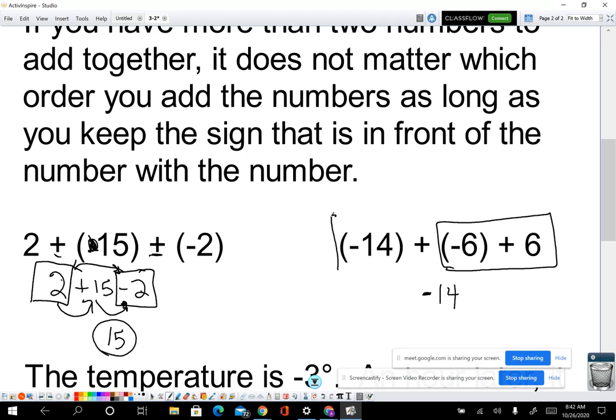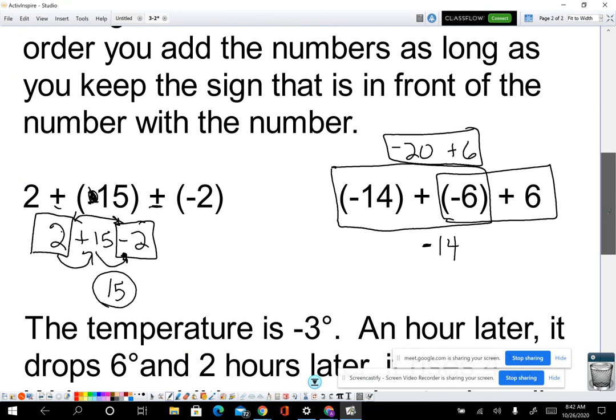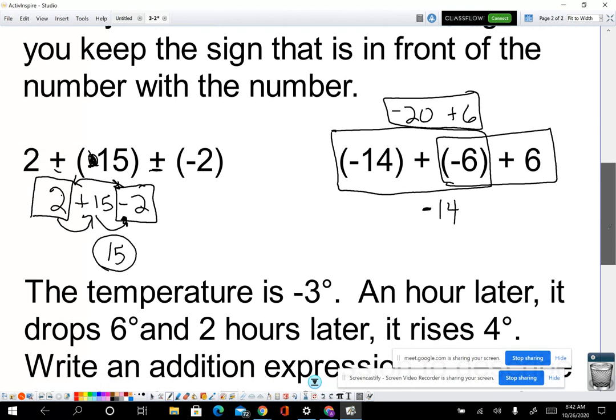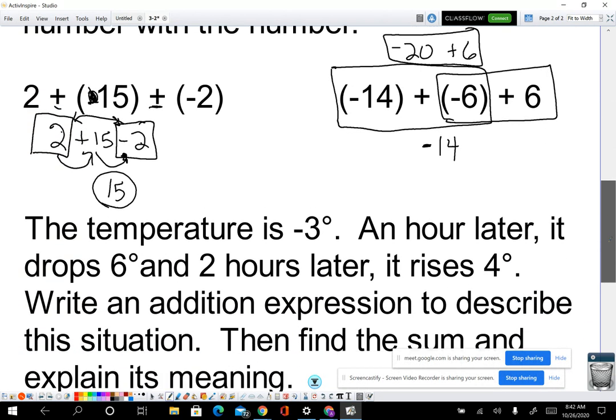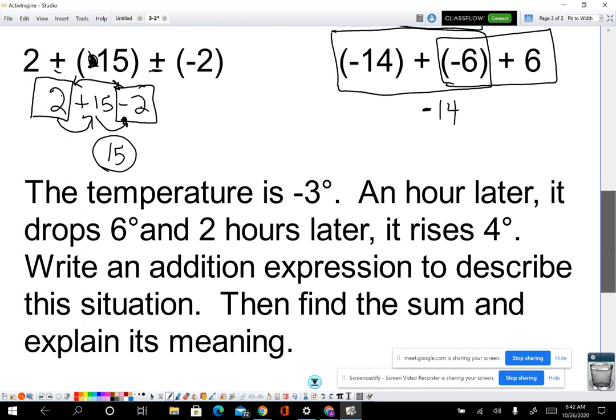We could combine these two because they're like signs and say a -14 plus a -6 is a -20. Then we have -20 plus 6, which gives us that -14. So it doesn't matter which order you add those things in, and that is because there's a property that we'll talk about later on called the commutative property, and with the commutative property of addition, you can switch things around.